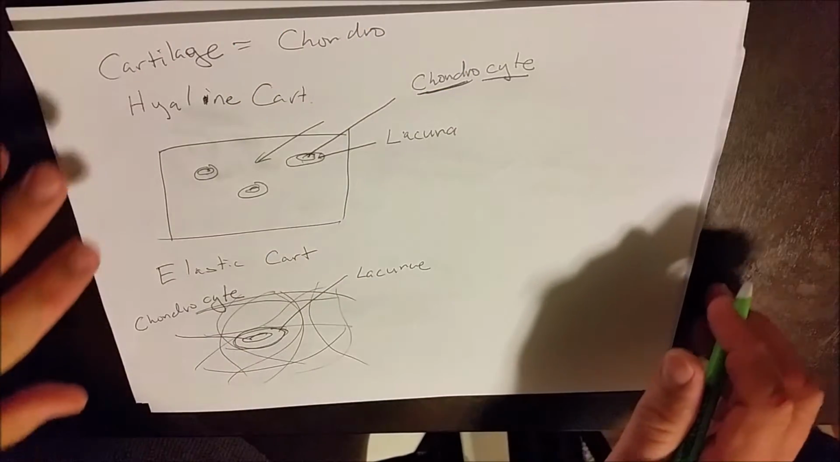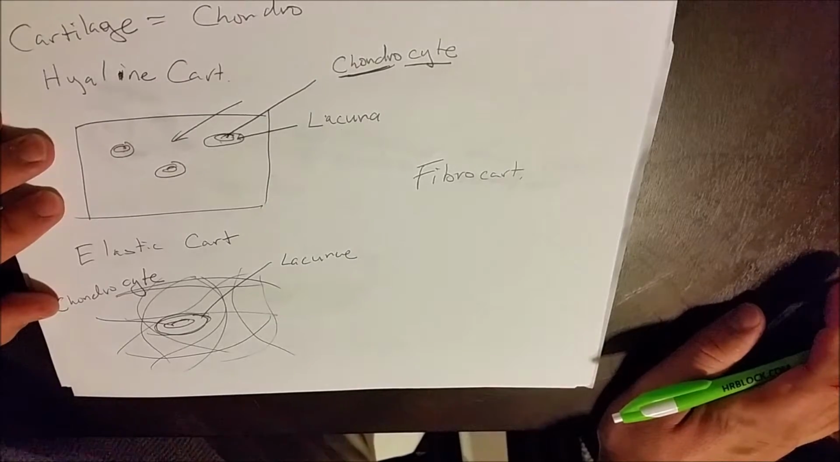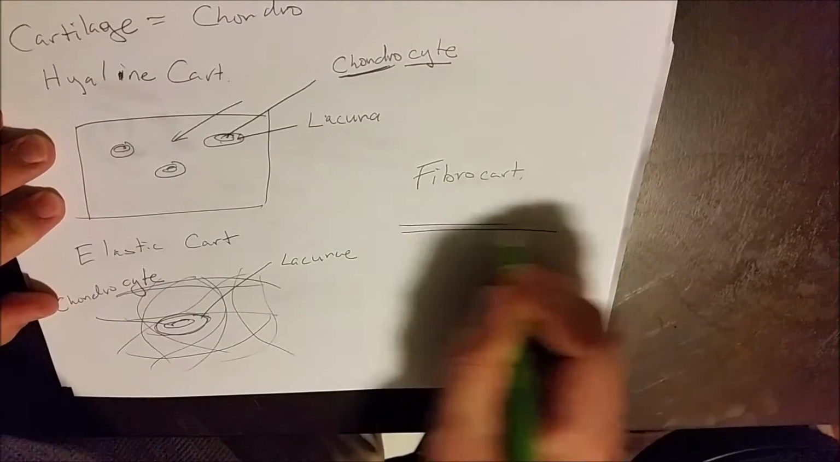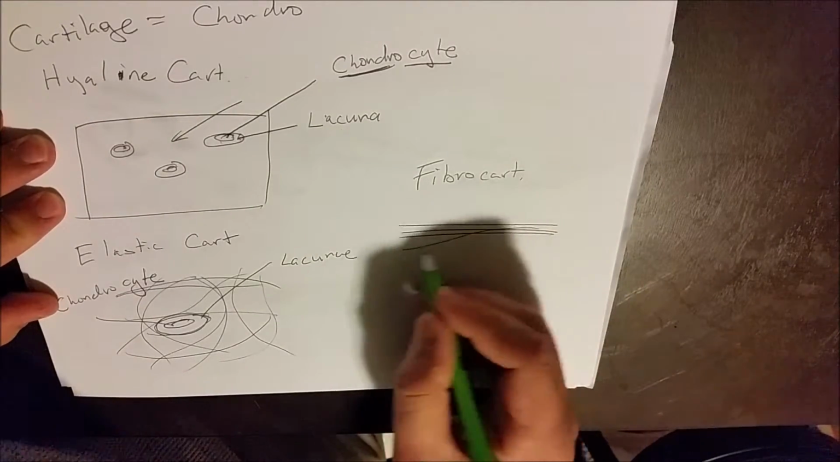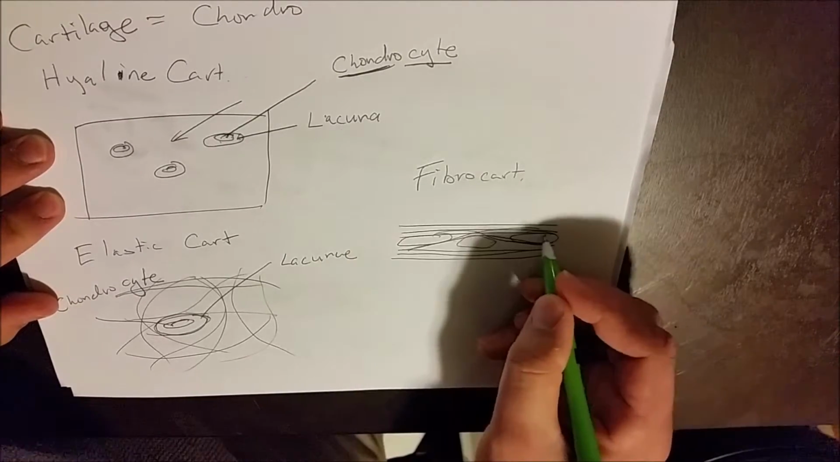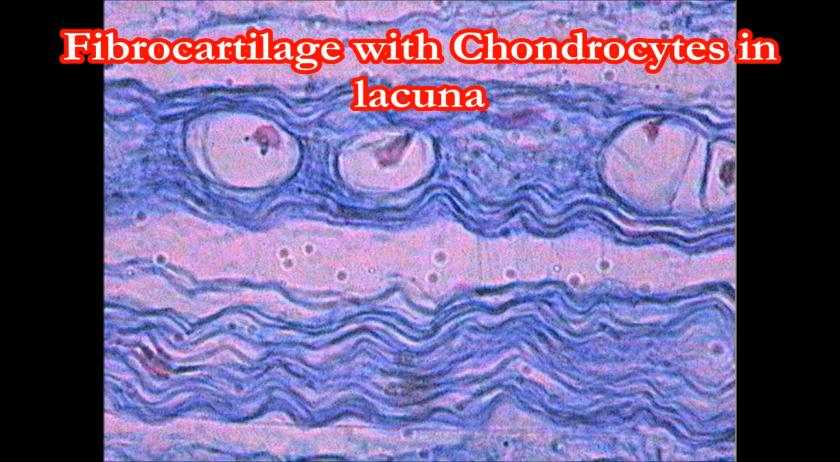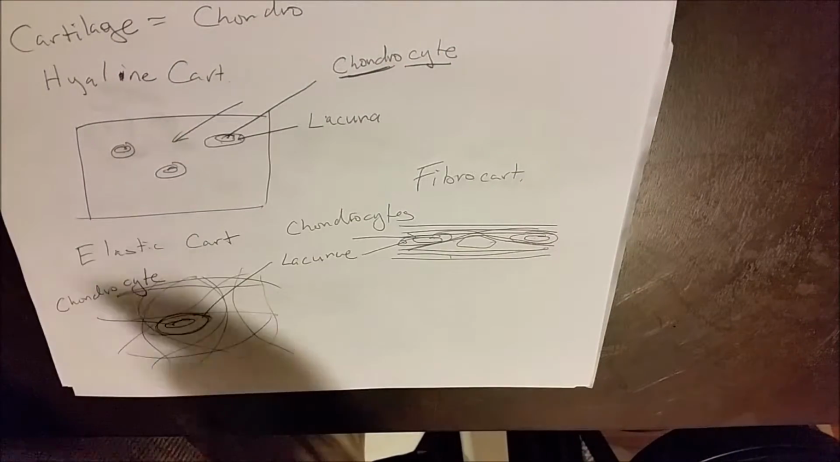The last cartilage that we want to talk about is called fibrocartilage. Fibrocartilage is a cartilage that's found in any weight-bearing joints. What you see is really densely packed collagen fibers, and occasionally you see something that could be a lacunae. So we have the fibers, we have the lacunae, and again we have the chondrocyte. And those are the types of cartilage. If you notice, they all have a slightly different appearance.